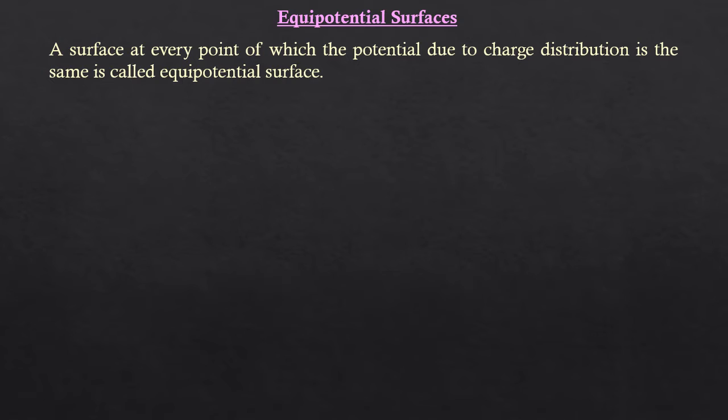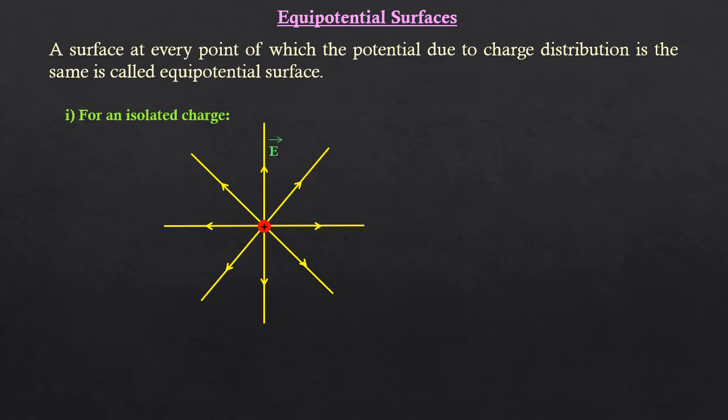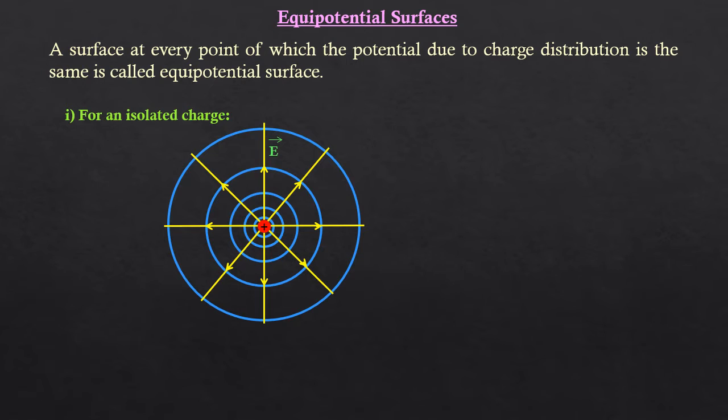Now let us see some equipotential surfaces. For an isolated charge, we can draw the equipotential surface like this. This is the electric field lines, and you know that the potential depends upon the distance from the charge for an isolated charge. So all those points which are lying at the same distance from the point charge will constitute an equipotential surface. So let me take the locus of all points which are lying at the same distance from this charge. So obviously I will get equipotential surfaces in the shape of concentric spheres.